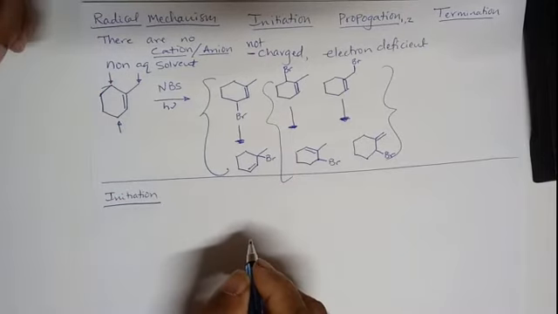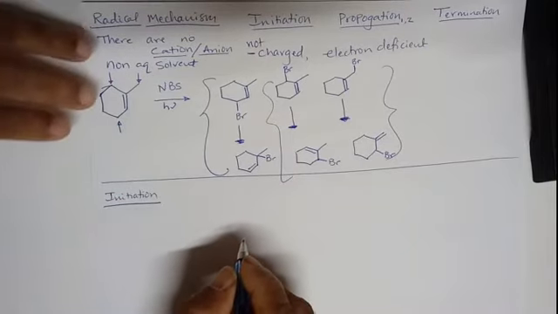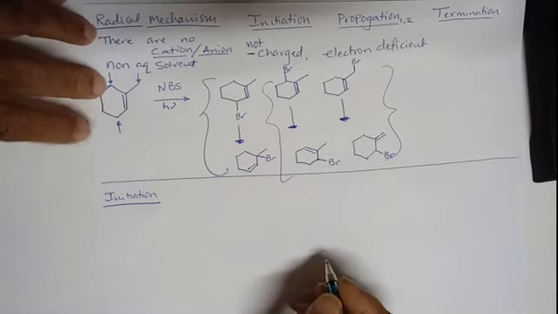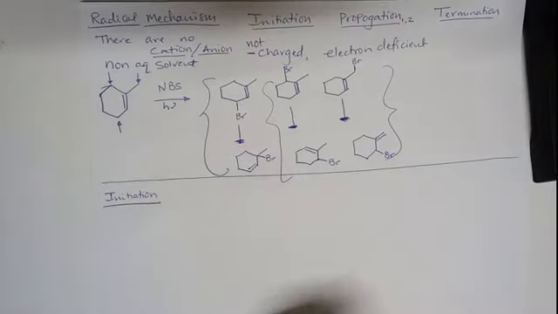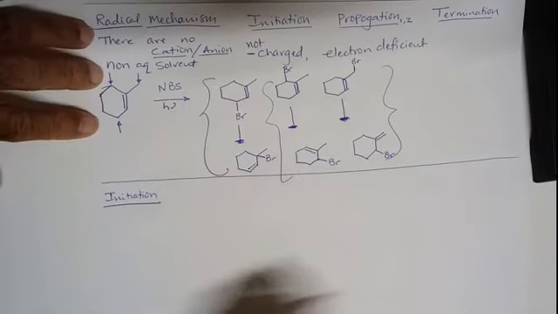Sometimes we use something called radical initiators. Radical initiators are like hydrogen peroxide or peroxides. They can initiate a radical. It's like striking a match. When you strike a match, that can propagate the fire.